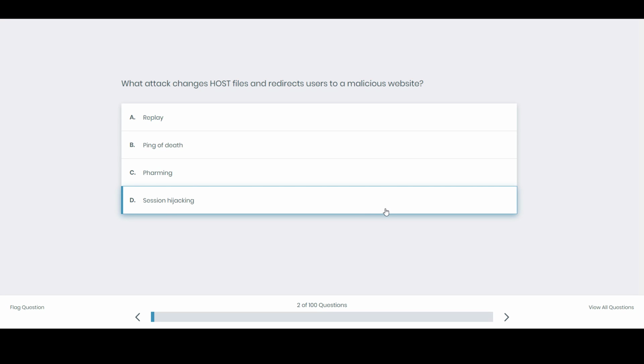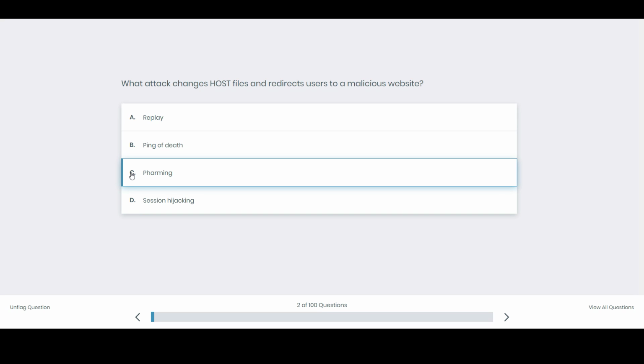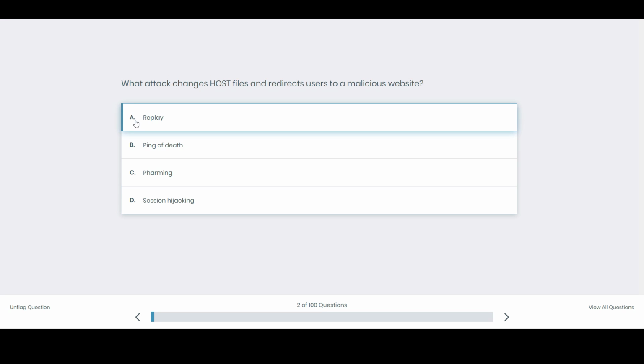Session hijacking. If I don't know the answer, I'm going to flag the question so I can review it later. I think we need to look at A, C, and D. Session hijacking, I'm not sure about this one. Session hijacking is most of the time about cookies. Replay, what does replay change? Host file and redirect user to a malicious website?